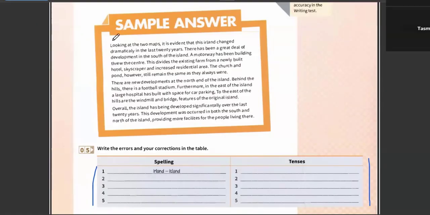What you can do is, I would like you to read the whole sample answer once out loud so that I can listen to you reading it.